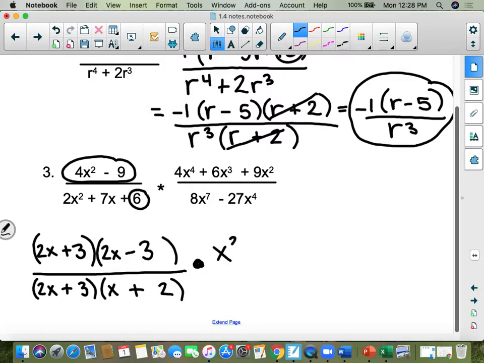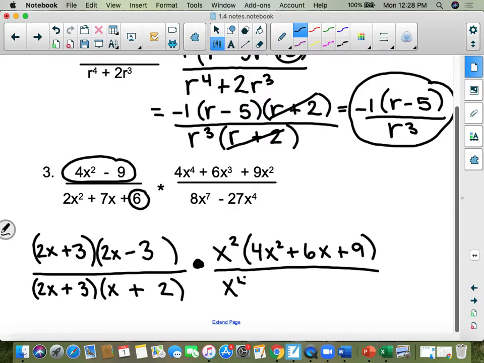GCF, I can take an x squared out. I'm going to have a 4x squared plus 6x plus 9. On the bottom, I can take out an x to the 4th, and I'm going to have an 8x to the 3rd minus 27.